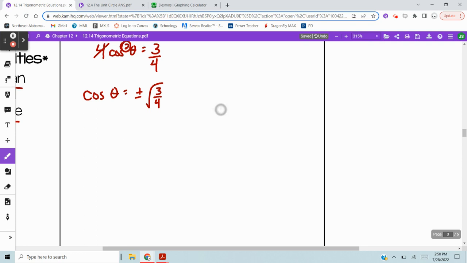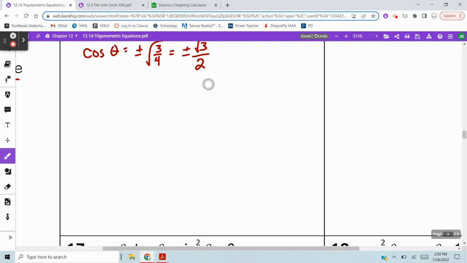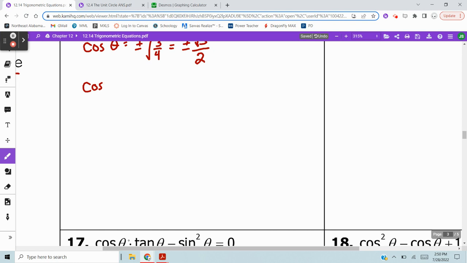Anytime you have the square root of a fraction, that fraction can be split. I'm just going to do it right here next to it. That's going to be plus and minus the square root of 3 over the square root of 4. Square root of 4 is 2. So notice what you've got now. The cosine of theta is equal to plus and minus root 3 over 2. And hopefully you recognize root 3 over 2 is like, hey, that's a common angle. I can do that. So notice also we have the plus and minus.